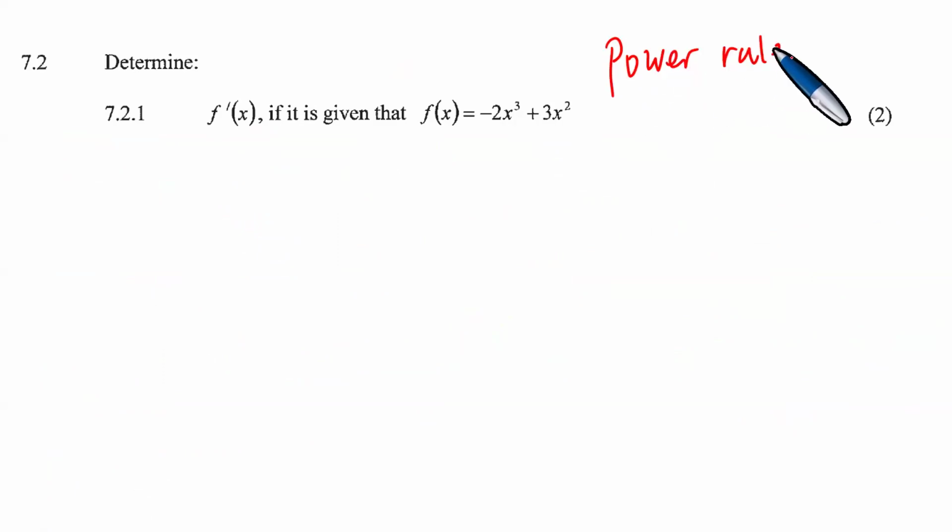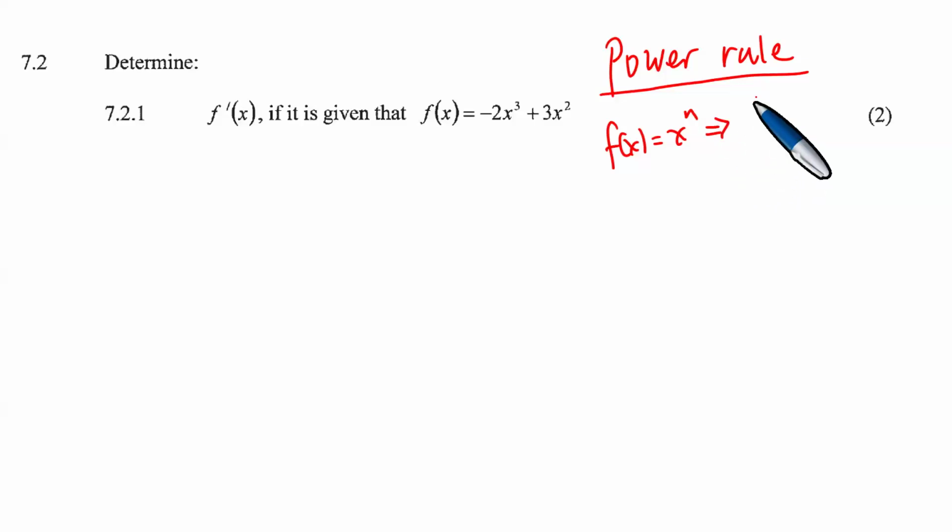What does the power rule say? Well, the power rule is clear. That f of x equals x to the power n implies that f prime of x is nx to the power n minus 1. This is the power rule of differentiation. F of x equals x to the power n implies that the derivative is nx to the power n minus 1.